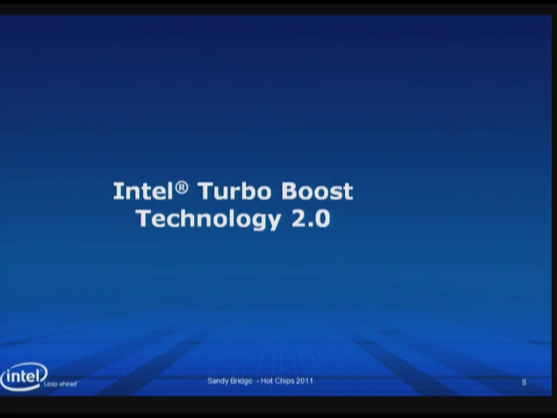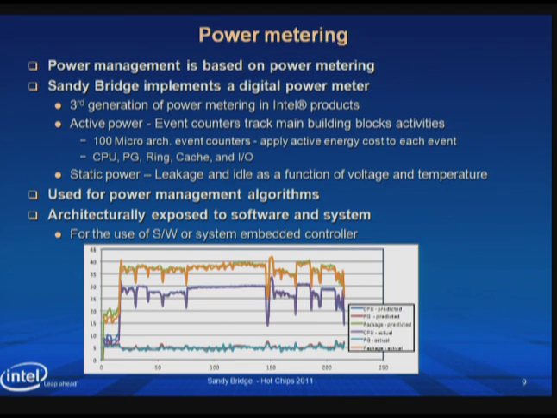Let's go a little bit into the Turbo Boost technology, which just does the active power management. In the heart of the power management, there is the power metering. Since we try to optimize power, we need to know what the power is. On Sandy Bridge, we have the third generation of power metering. We have implemented an event-based power meter where we collect microarchitectural events. We apply energy costs to each of these events. We sum them together, and by that we calculate the active power of the CPU, the graphics, and the different functional blocks on the die.